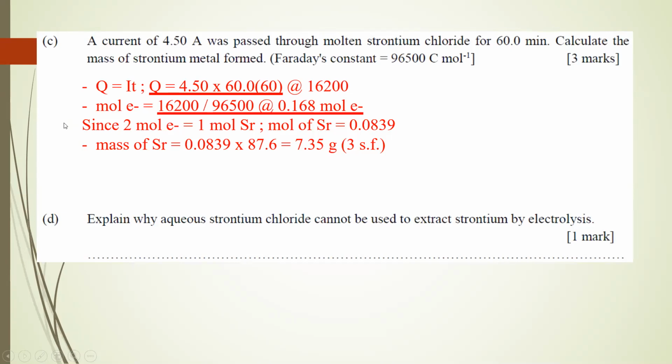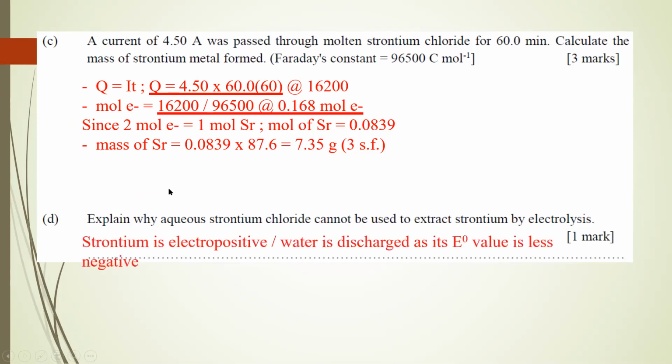D. Explain why aqueous strontium chloride cannot be used to extract strontium by electrolysis. Because in aqueous strontium chloride you have water, so water will react. Strontium is electropositive, so water is discharged preferentially because its E° value is less negative. That is how you explain why you have to use molten strontium chloride instead of the aqueous solution; if not, water will be selected to discharge. So that is how you solve question number 6.